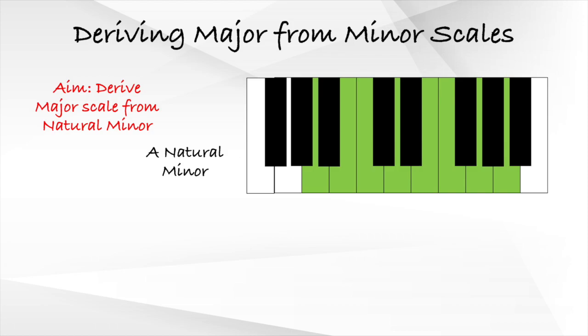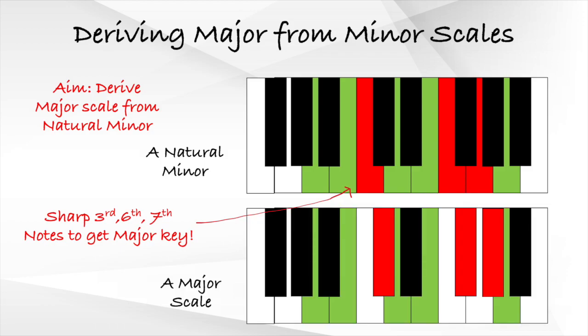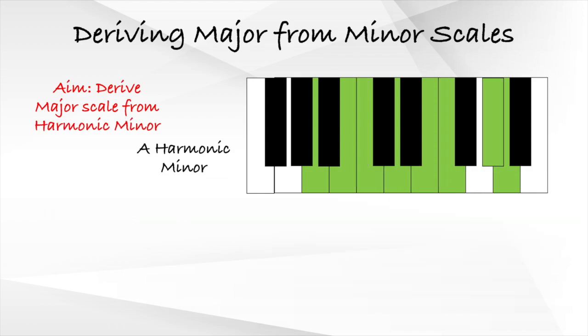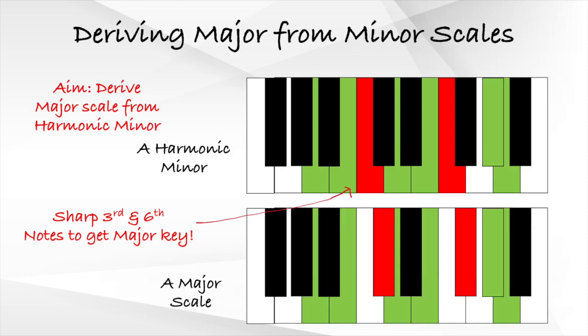From the A natural minor scale, we sharp the third, sixth, and seventh notes, which are C, F, and G, thus turning them into C sharp, F sharp, and G sharp. And there we have the A major scale. Also, from the A harmonic minor scale, we simply need to sharp the third and sixth notes, turning C and F into C sharp and F sharp, and we'll get the A major scale too. This method works for all major, natural minor, and harmonic minor scales, and can be applied to all of them.